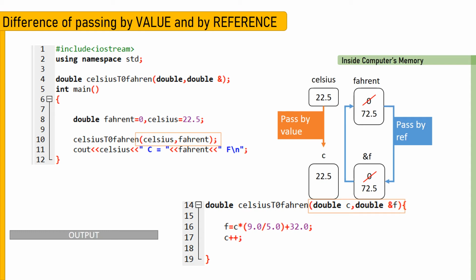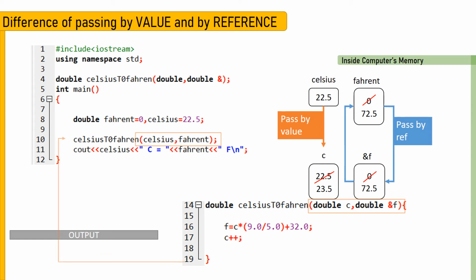Next, line 17, C++. C will be updated with plus 1. Automatically, 22.5 is now updated to 23.5. Now we complete the function definition. Then the compiler will return to the function call in line 10.